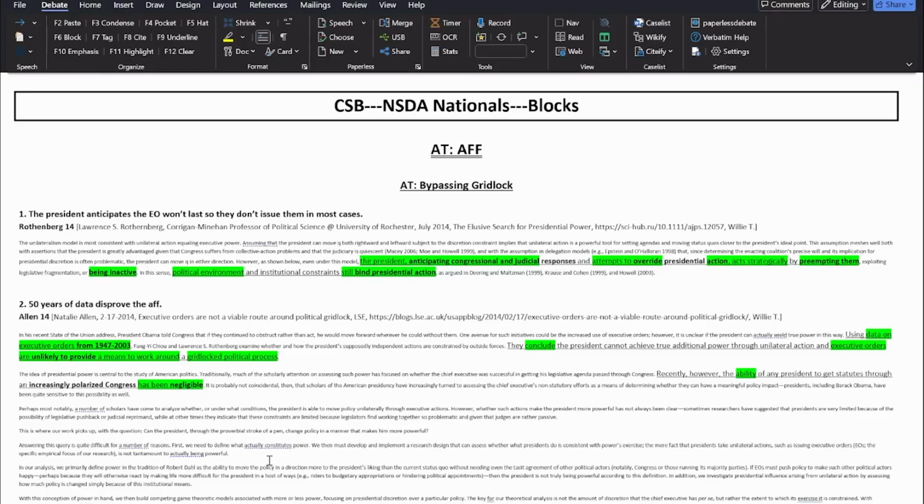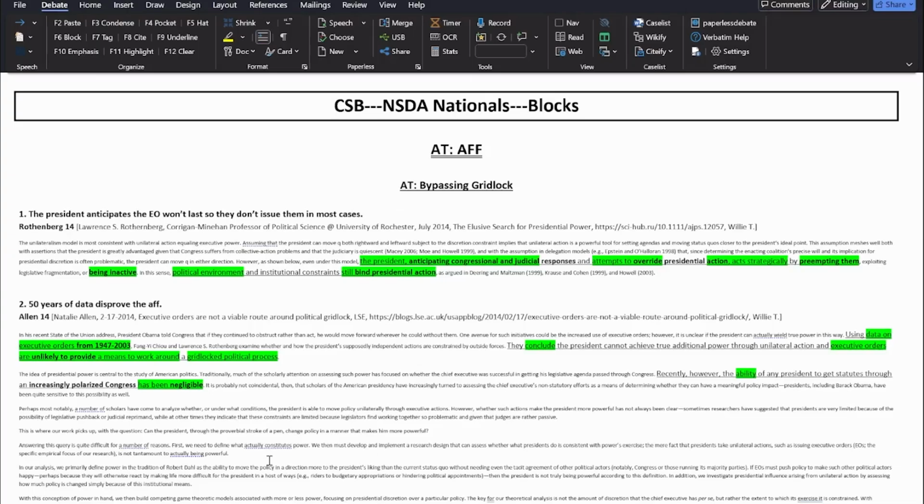Third, hopefully you've already started writing your own blocks. This alone is insufficient to win you rounds. These are general ideas and a place to start. They are also ways that can maybe change your perspective on the topic, but definitely do more than this if you want to go far at NSDA Nationals.